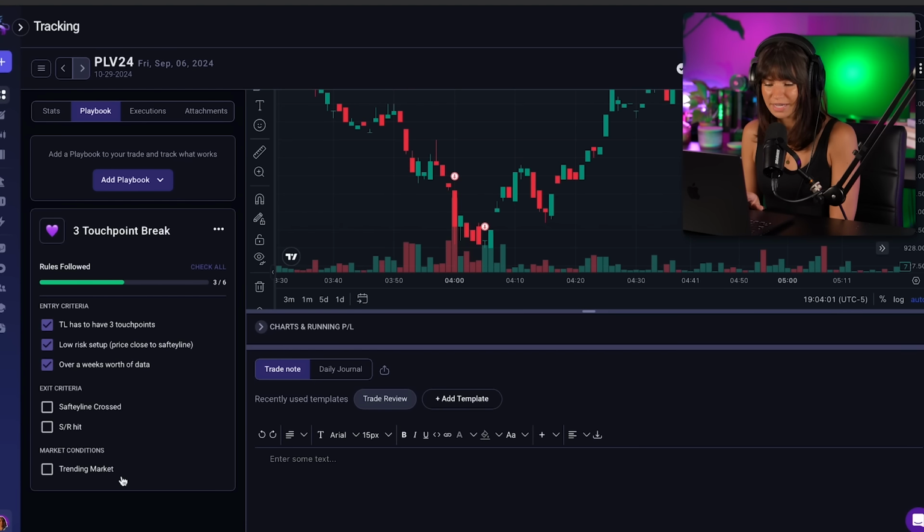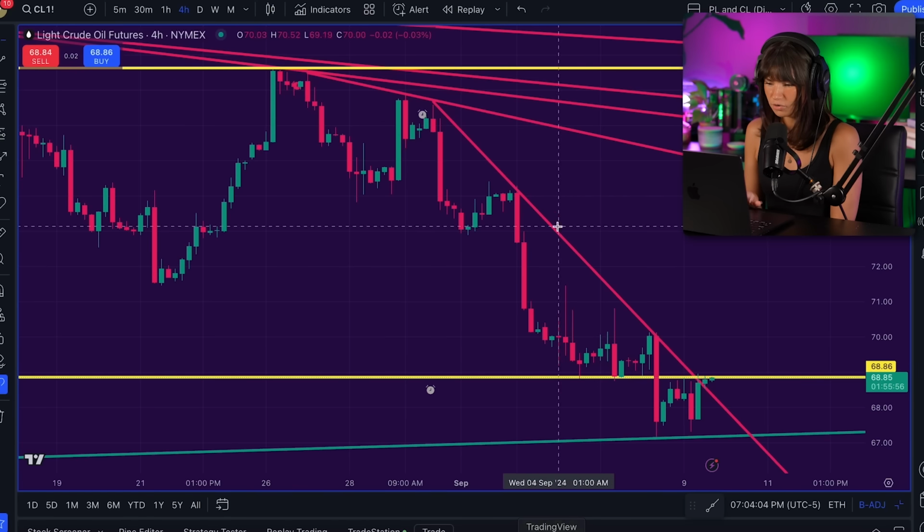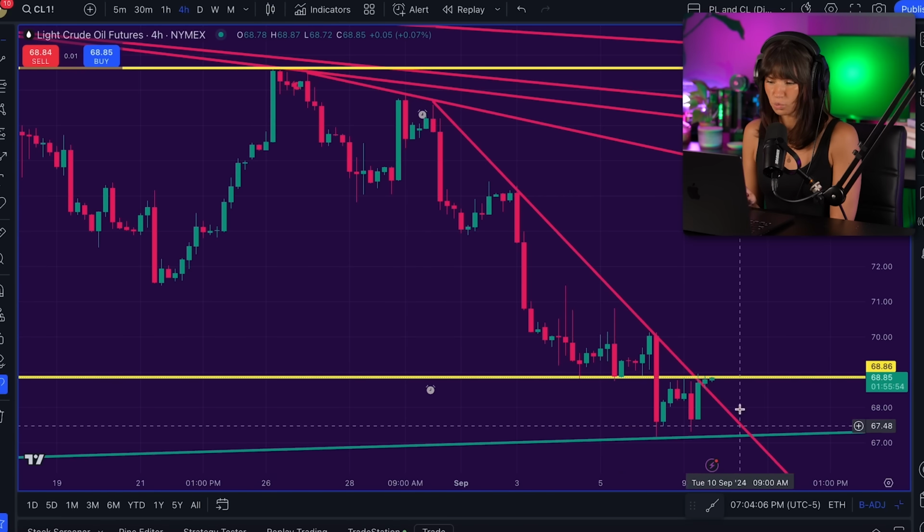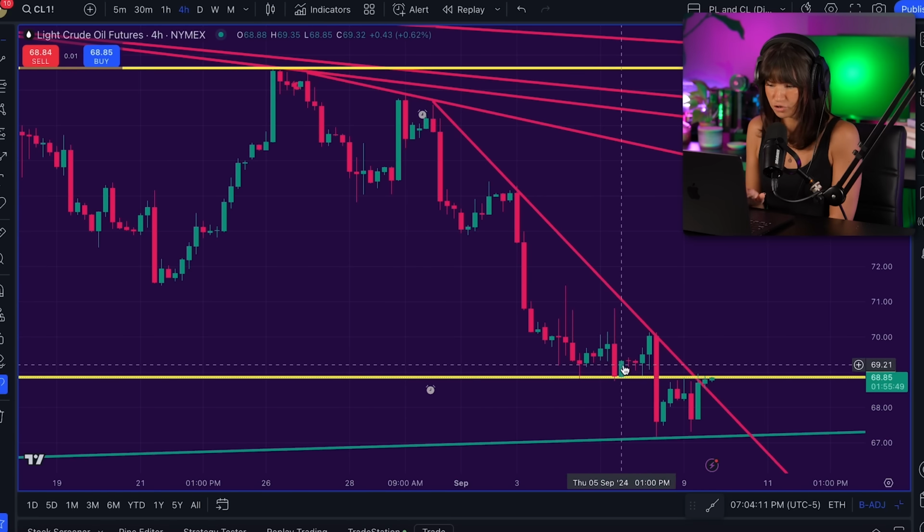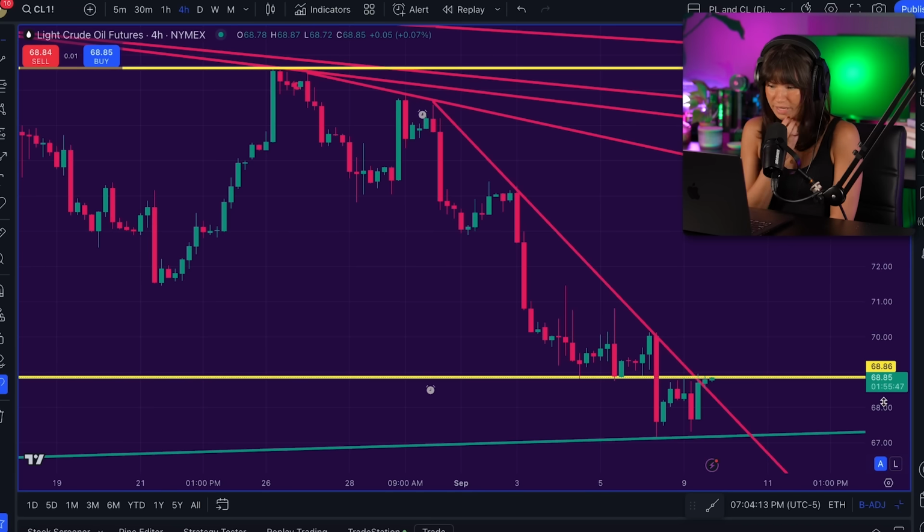And now let's go over the market conditions. Can we check off trending markets? We're going back into TradingView. We are currently in a trend. We're not in consolidation. After this trend, we could be in consolidation. That'll be this coming week.